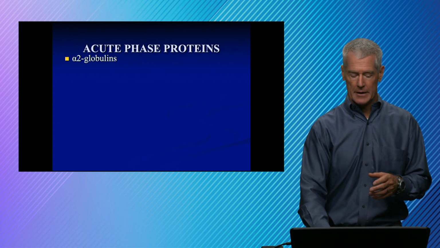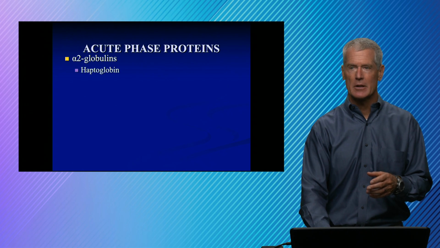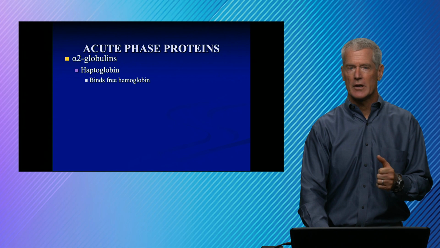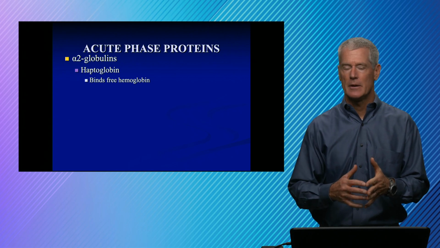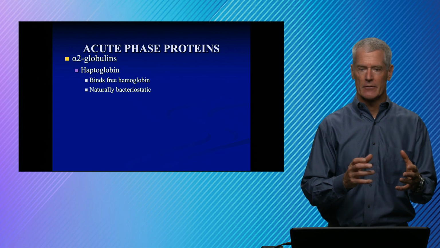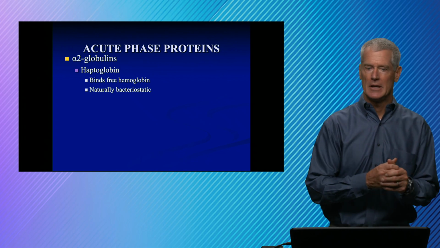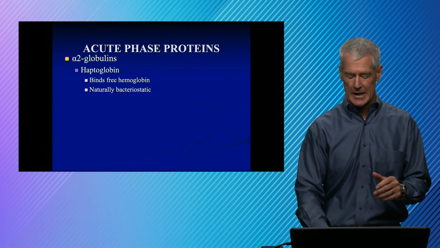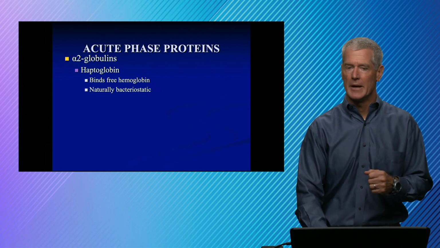The alpha-2 band consists of primarily haptoglobin, and really haptoglobin's function is to bind free hemoglobin. And when it binds free hemoglobin, it gets catabolized by the liver, and so your haptoglobin decreases. In the setting of an acute phase response, it's bacteriostatic, and so it makes sense that it would be elevated.